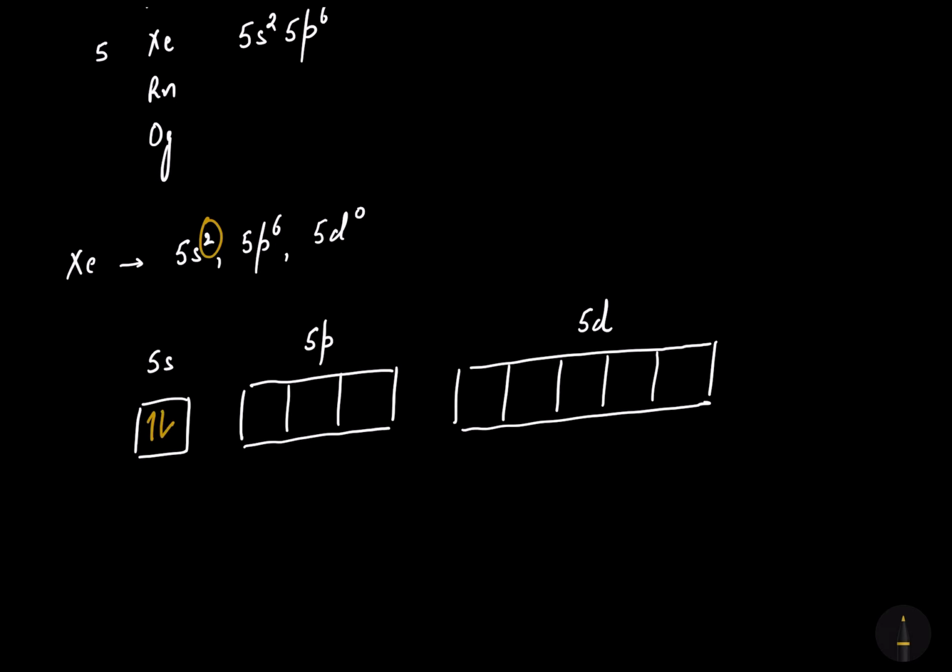And in 5p, we are having a total of 6 electrons. So let's fill those 6 electrons according to Hund's rule. Hund's rule states that firstly, all the degenerate orbitals of 5p will get 1 electron each. After that, pairing will start. So that's the first electron, the second electron, the third electron. Now pairing will start: fourth electron, fifth electron, and the sixth electron.